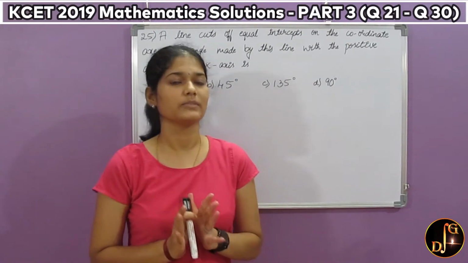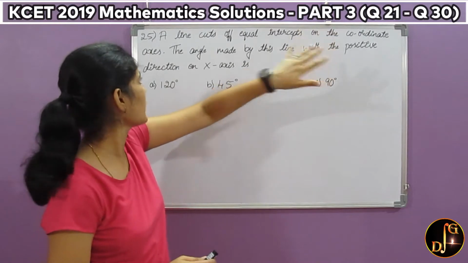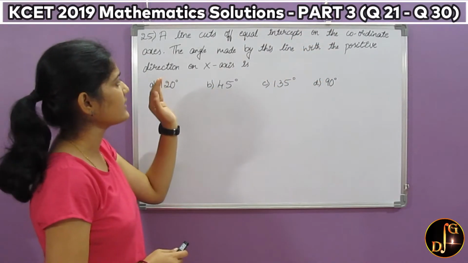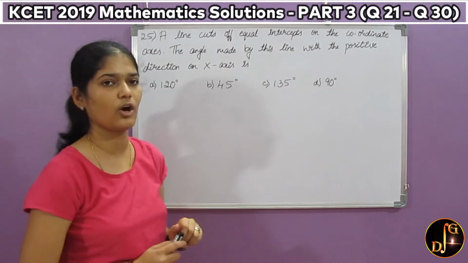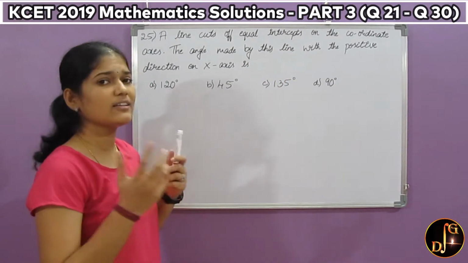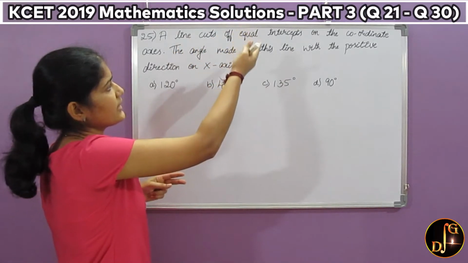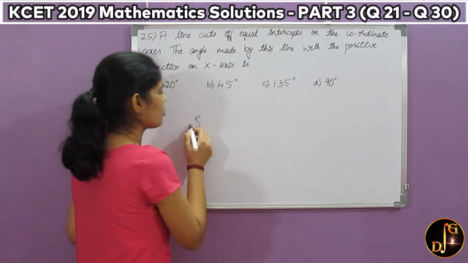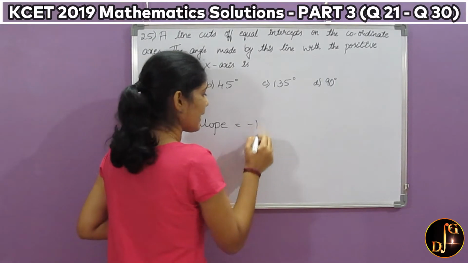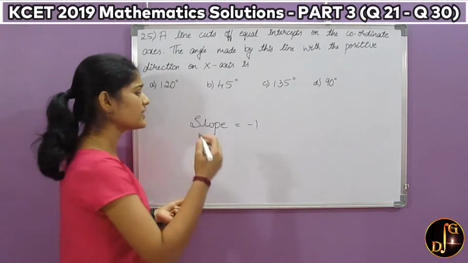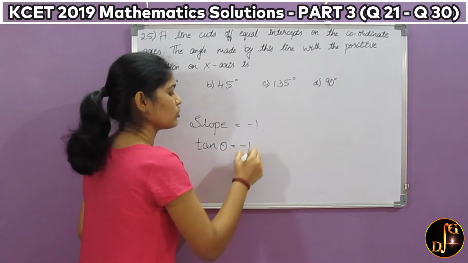In this problem, they have given a line cuts off equal intercepts on the coordinate axis. We have to find the angle made by this line with the positive direction on the x-axis. We have the direct formula for this. That means when a line cuts off equal intercepts, the slope of the line is -1. We know that slope is nothing but tan theta, right? So tan theta is equal to -1.